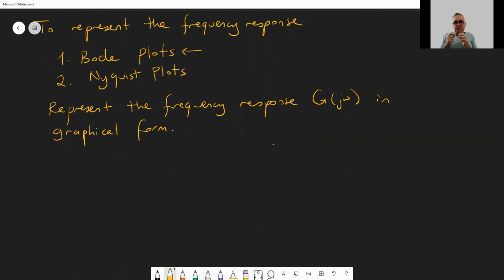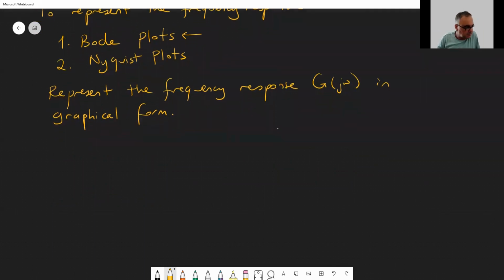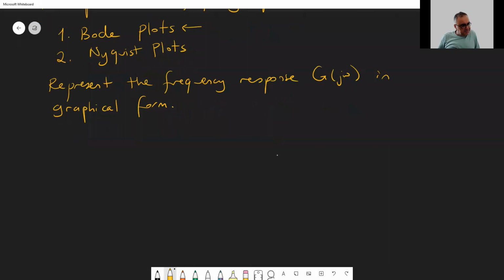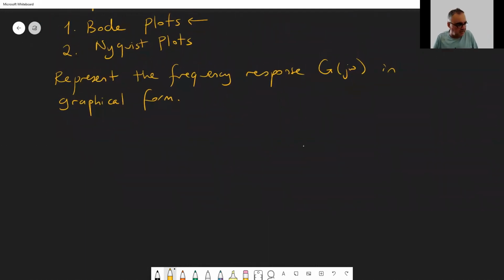Just by looking at the frequency response plot, you can understand what kind of system you are dealing with. That requires some experience and some knowledge. It is important to understand and interpret the results, although we don't really draw them by hand nowadays. You have to know how to draw it by hand for the time being to be able to understand.